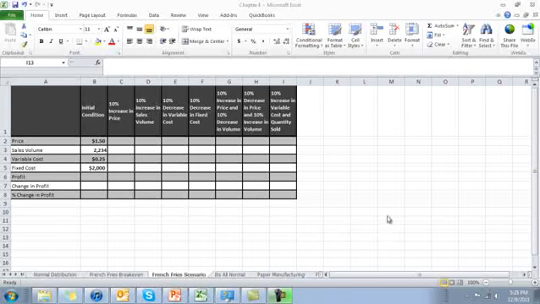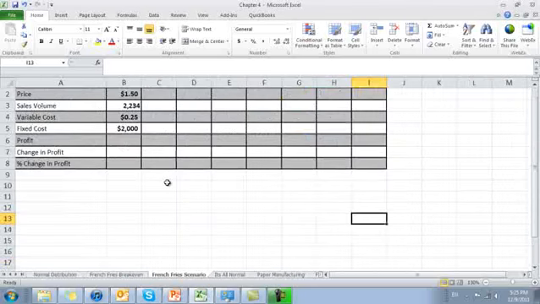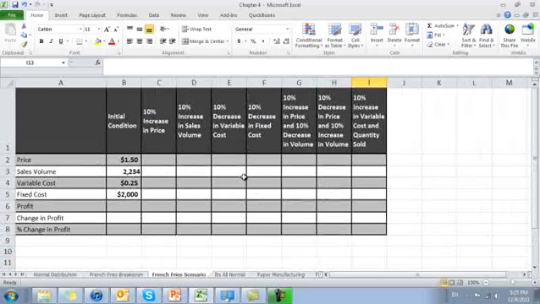So for instance, here's my ice cream cart. I'm going to make this a little bit bigger, make it easier for you to see what's going on. Here's my ice cream cart. Currently my price is $1.50. My initial condition says my price is $1.50.